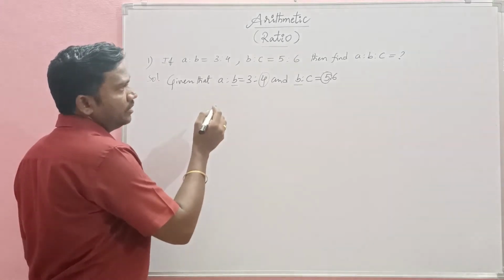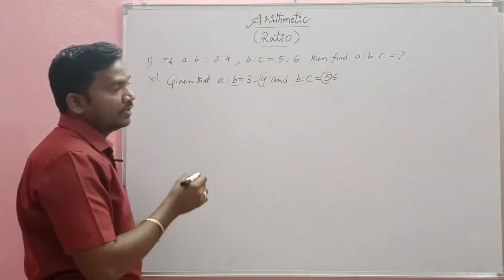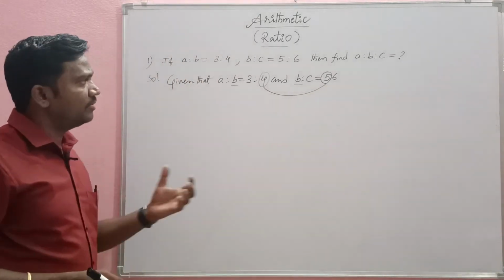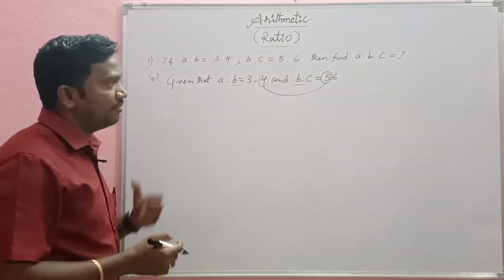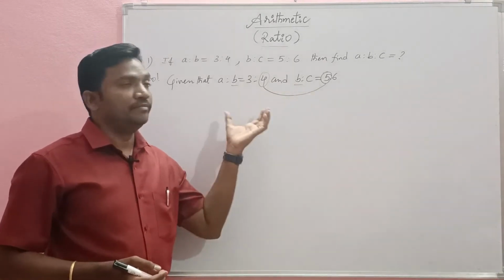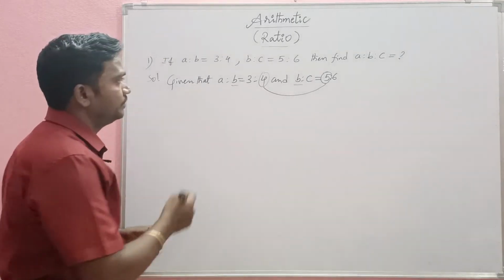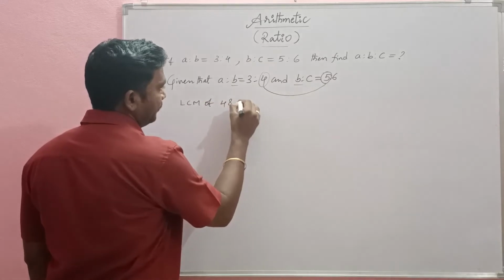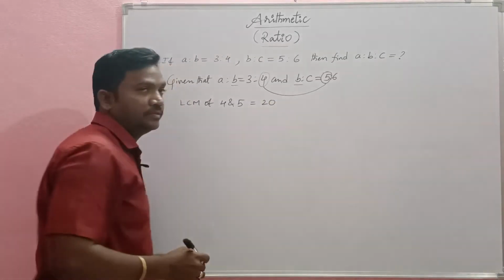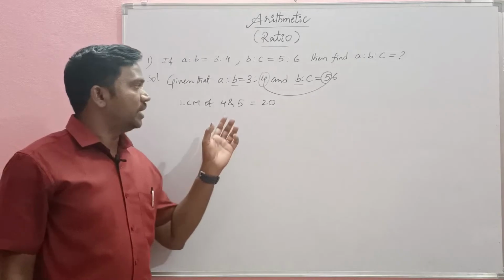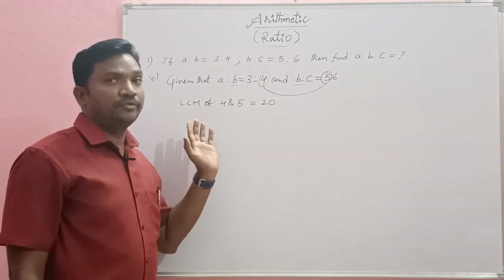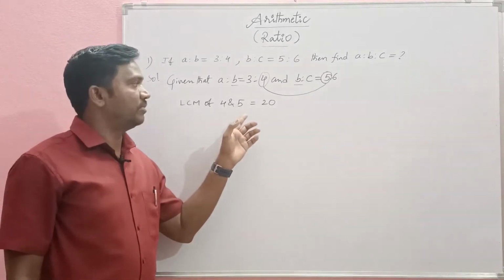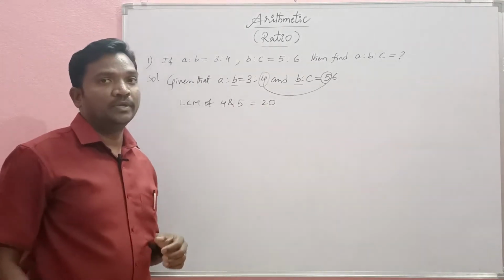So, to find the ratio of A is to B is to C, we have to equate these two values. So, how can we equate these two values? By finding the LCM of 4 and 5, we can equate these two values. So, LCM of 4 and 5 is nothing but 20. We know that the LCM of two consecutive numbers is their product. So 4 and 5 are consecutive numbers. So their LCM is 20.